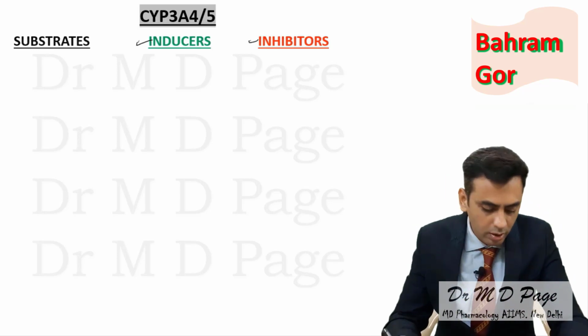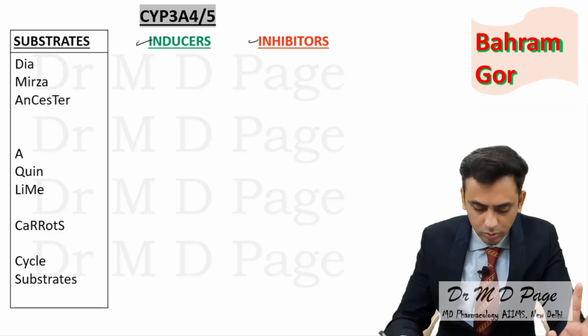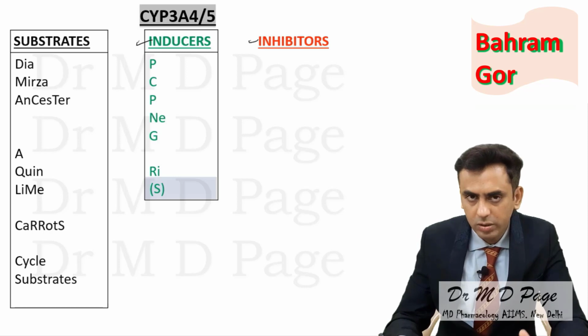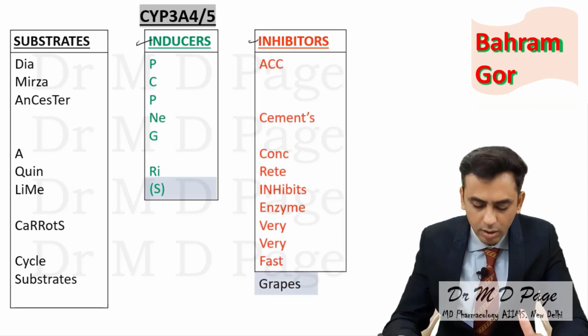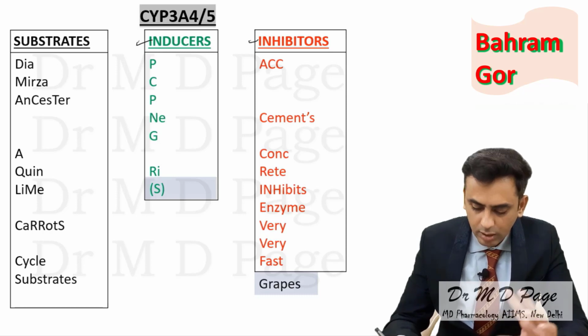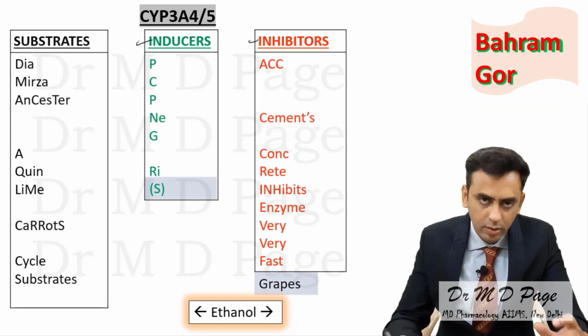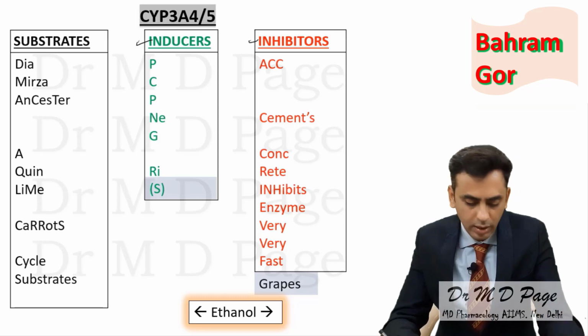Now CYP3A4 substrates were diamazza's ancestor, equine, this mnemonic you have to use. For inducers what did we use? PCP nigris. For inhibitors what do we use? ACC cements, concrete, inhibits enzyme very fast, and you can take grapes as a cement substitute, and ethanol, a special thing which will induce as well as inhibit. So this was about CYP3A4 induction and inhibition.